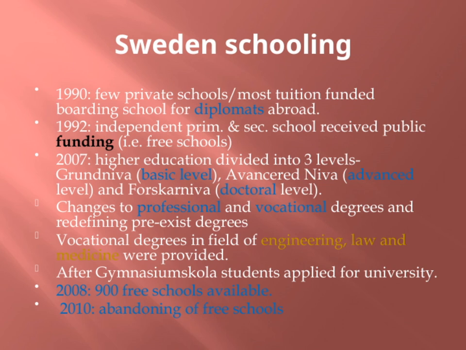After completing Gymnasiumskola, students could then apply directly to university, creating a clearer route from secondary education to higher education. By 2008, the number of free schools had grown significantly, reaching around 900, providing more options and increased access for students across the country. However, by 2010, Sweden decided to phase out the free schools system, marking a major policy shift. Overall, these changes reflect a continuous effort to adapt and improve the Swedish education system, balancing public and private roles, and creating clearer structures for students' academic and professional development.